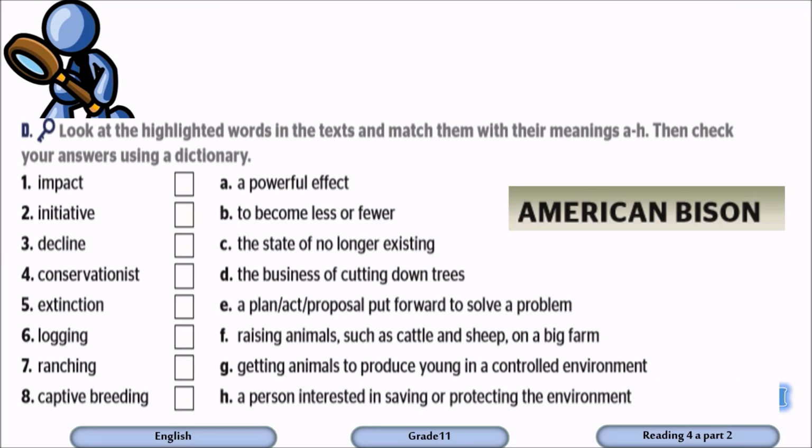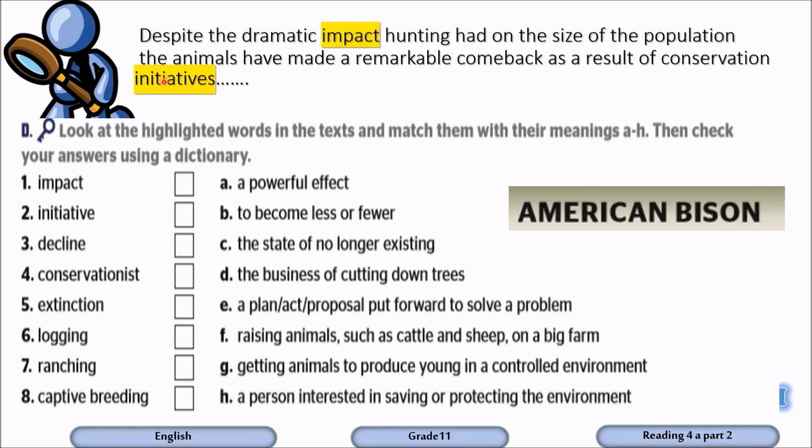Alright, now after we are done with the first objective, we are going to move to the second one. Let's identify the highlighted words in the text using context clues. Let's read the sentence. Despite the dramatic impact hunting had on the size of the population, the animals have made a remarkable comeback. So, hunting had this impact on the size of the population. Means that due to hunting, the size of the population, of course, is decreasing and not increasing. So the word impact means a powerful effect.